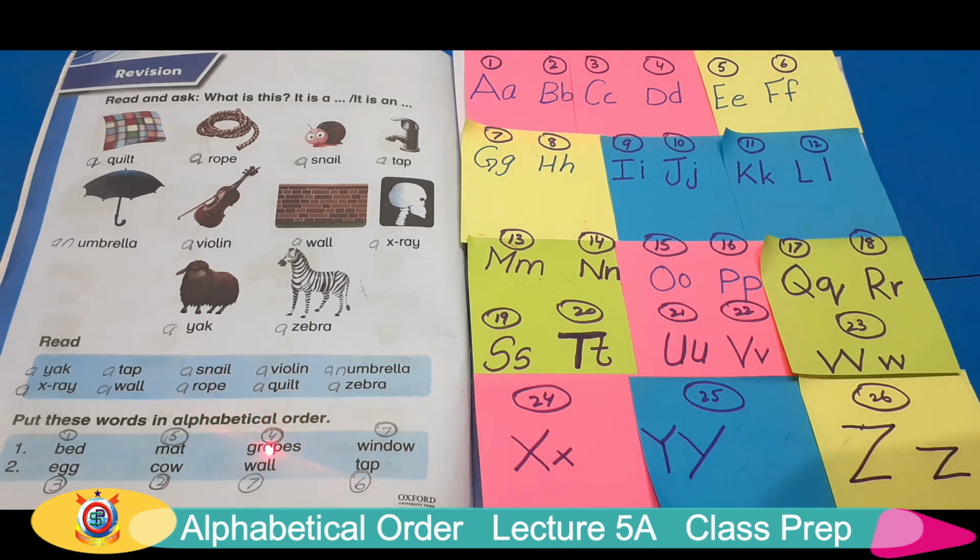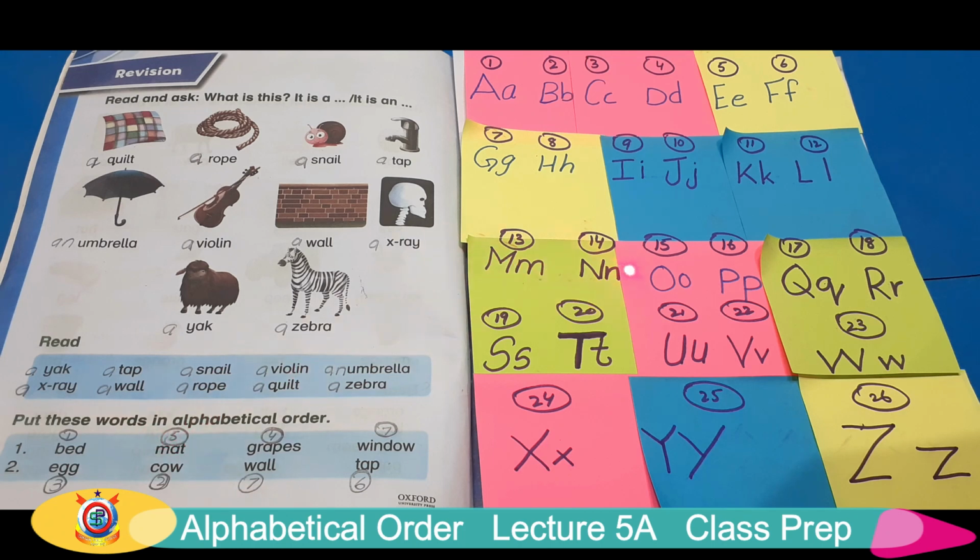Very nice. After G, what comes? H. Did you find H here? No, there is no H. After H comes I. No I here. J. No J here. K. Is K here? No. L. No L here. M. Yes, I found it here. This is M. M-A-T, mat. Very good. So I give number 5 to it.